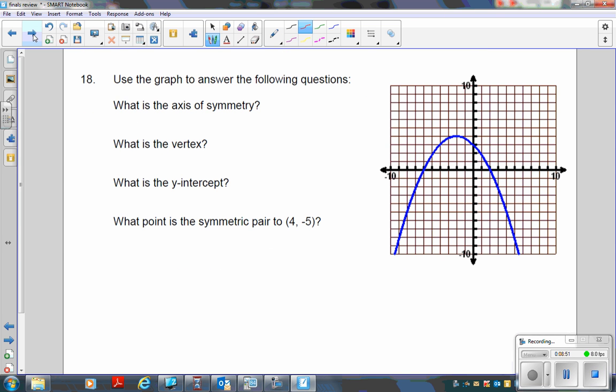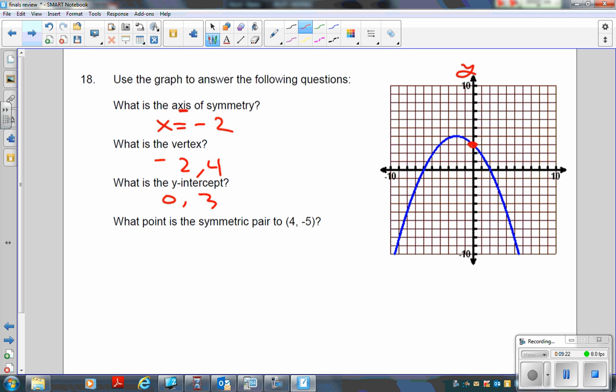All right, use the graph to answer the following question. Ask what is the axis of symmetry. Again, axis is going to be an x equals, and an x cuts. So this is going to be cut in half right there, where x crosses -2. The vertex is right there. That's at (-2, 4). The y-intercept is where the blue line touches the y-axis. This is the y-axis. It's being touched right there.